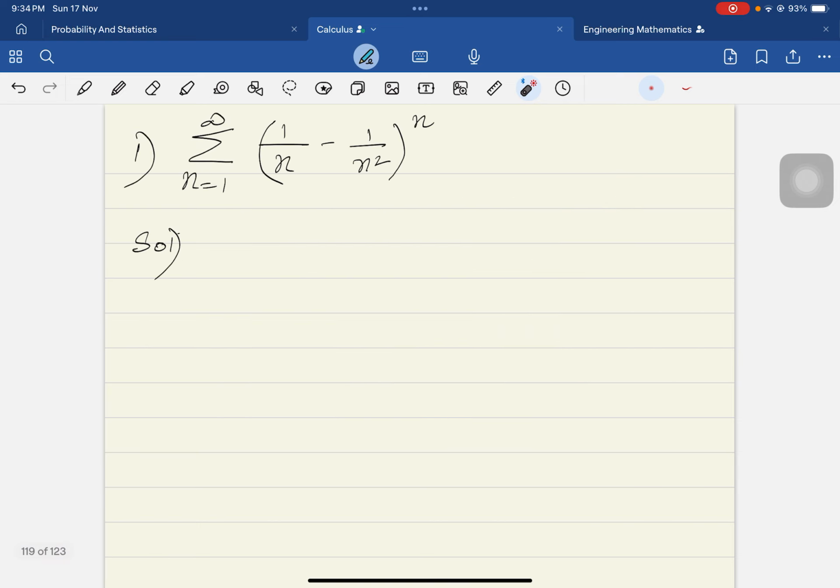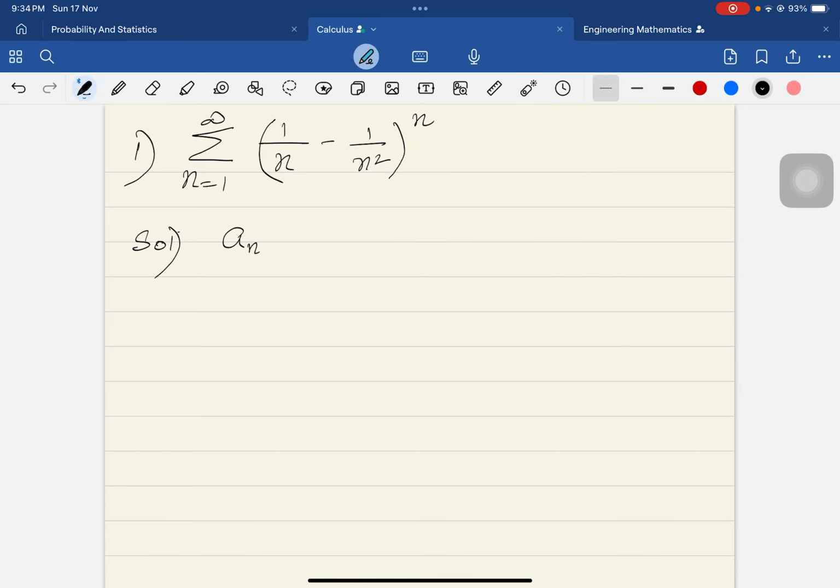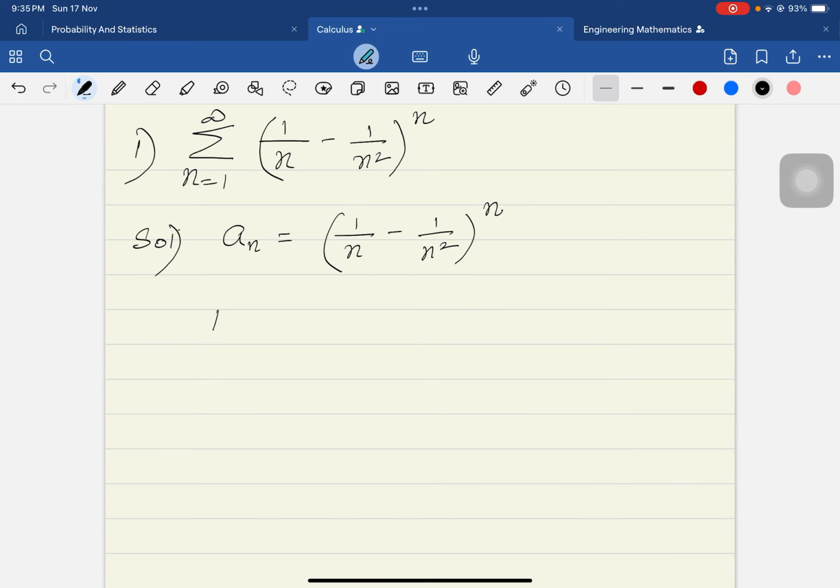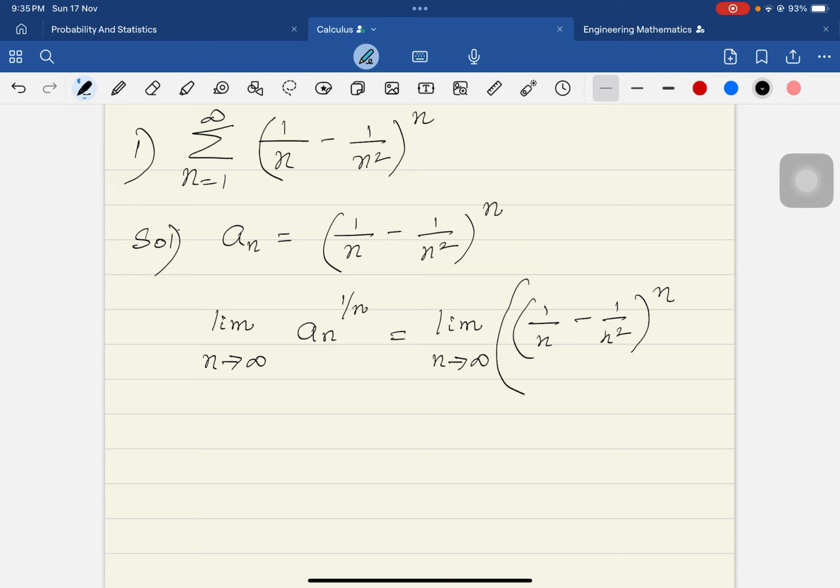So let us solve one problem to understand this root test. Now in this example, a_n is given by (1/n - 1/n^2) the whole power n. Now we have to use the root test. So we have to consider the limit as n tends to infinity of a_n to the power of 1 by n. What is a_n? (1/n - 1/n^2) power n, the whole raised to 1 by n. So this is the condition for finding the limit.